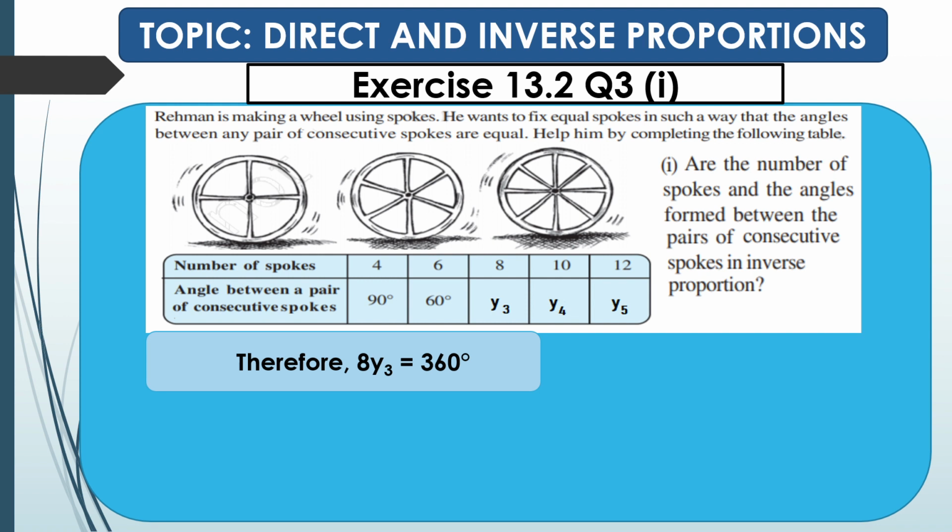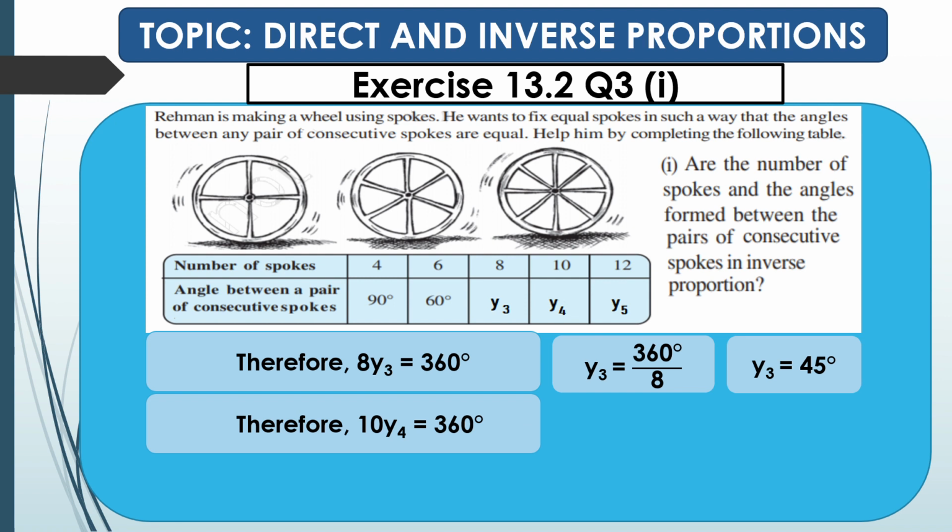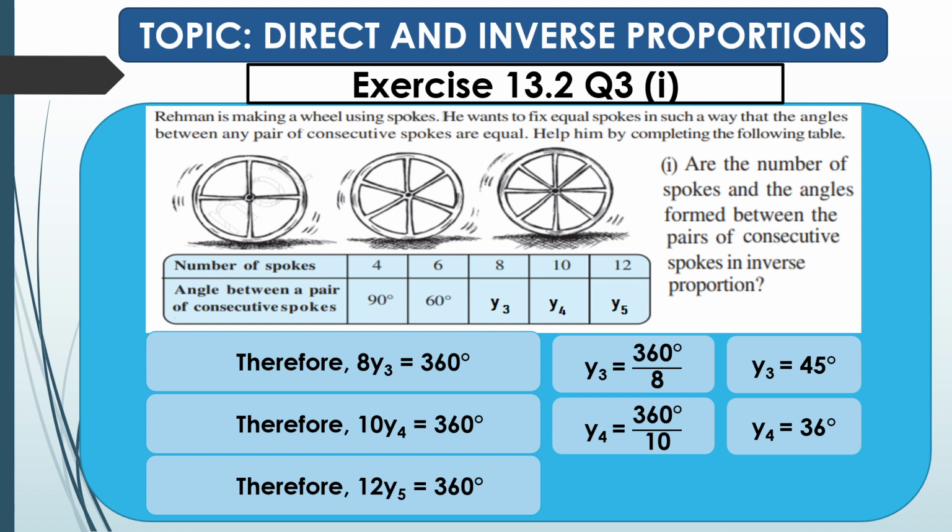8 into y3, that becomes 8y3. This is equal to 360 degree. Therefore, y3 will be 360 degree divided by 8, which is 45 degree. Same way, 10 into y4, that is 10y4 is equal to 360 degree. From this, y4 is 360 degree divided by 10, which is 36 degree. 12y5 is equal to 360 degree. From this, y5 is 360 degree divided by 12, which gives you 30 degree.